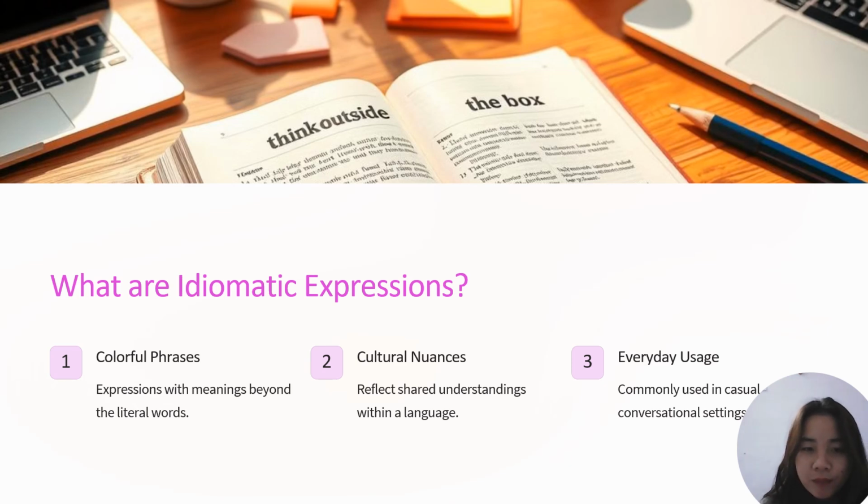Idioms are expressions with meaning beyond the literal words. As I have already mentioned, they always have a hidden meaning and their own complete meaning and complete sentence. They reflect shared understanding within a language. So you have to understand this: if someone uses idioms and you don't know them, it will feel awkward because the meaning and the idiom are totally different from each other.